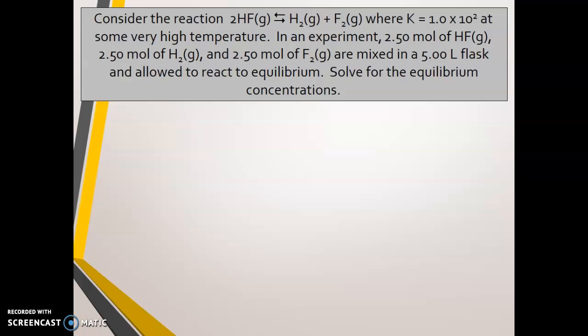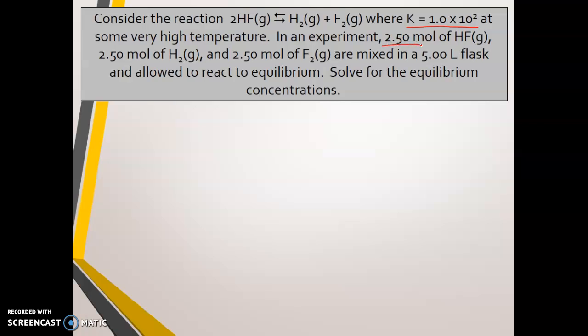In this video, we are going to solve some more equilibrium problems, continuing on from 13.6 in your textbook. So I want you to consider the reaction with 2HF decomposing to form hydrogen and fluorine. We are given our equilibrium constant to be 1.0 times 10 to the second at some very high temperature.